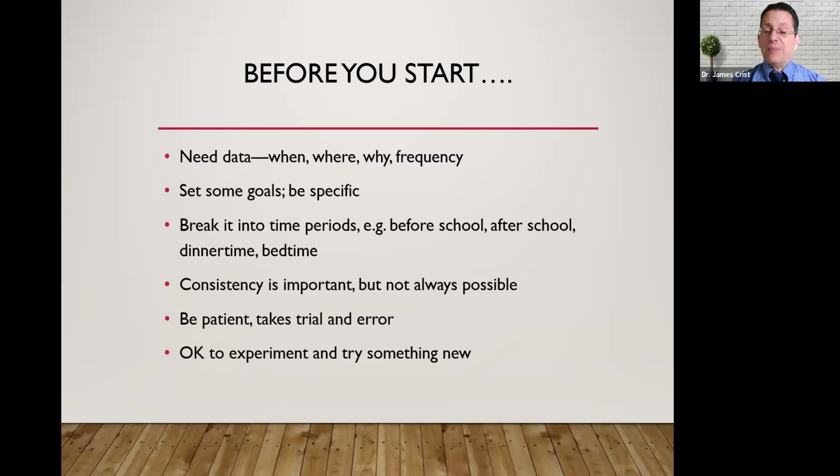So you may come up with a system and you give it a couple of weeks and then get together as a family afterwards and say, okay, what went well? What do we need to change? It's okay to experiment and try something new. And sometimes, again, having kids have more input is really helpful.